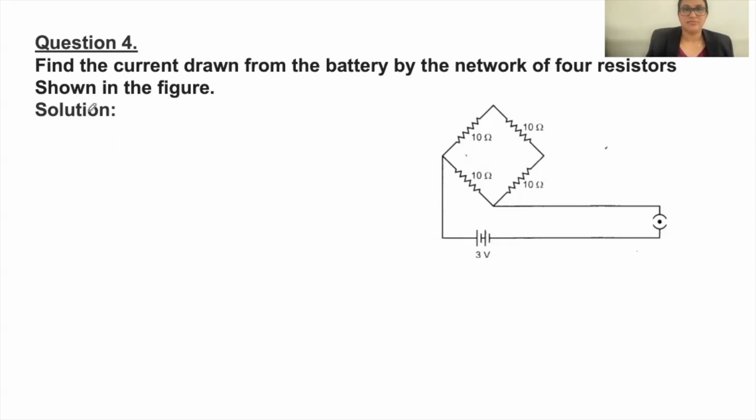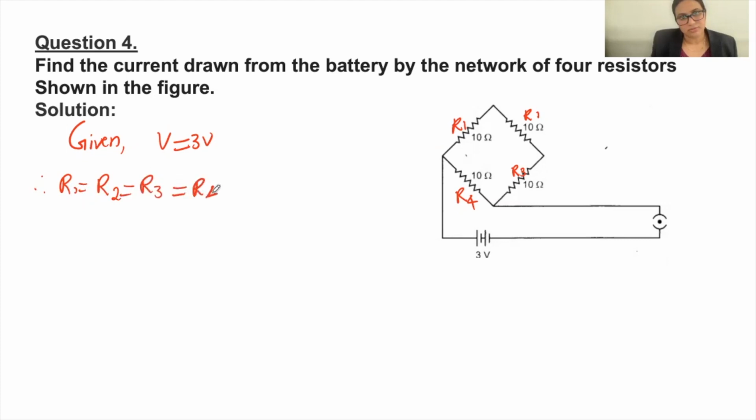Next question is, find the current drawn from the battery by the network of 4 resistors shown in the figure. So from this diagram, what is given here? Given, voltage is 3 volt, and 4 resistors are connected in this circuit. So let us name these resistors R1, R2, R3, and R4. Therefore, R1 is equal to R2, which is equal to R3, which is equal to R4, which is equal to 10 ohm.